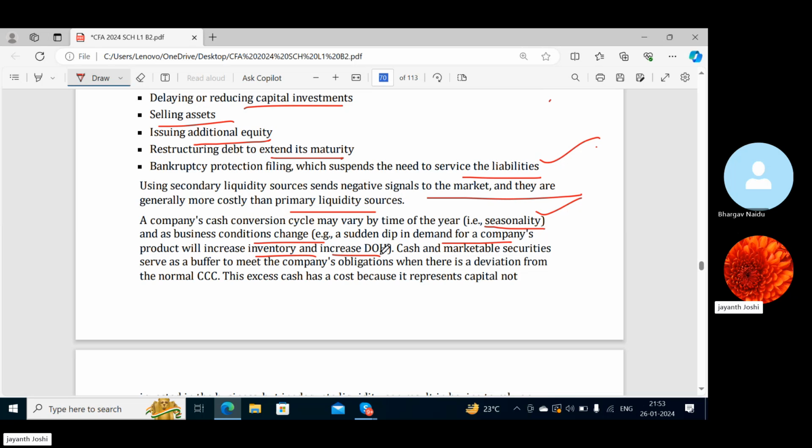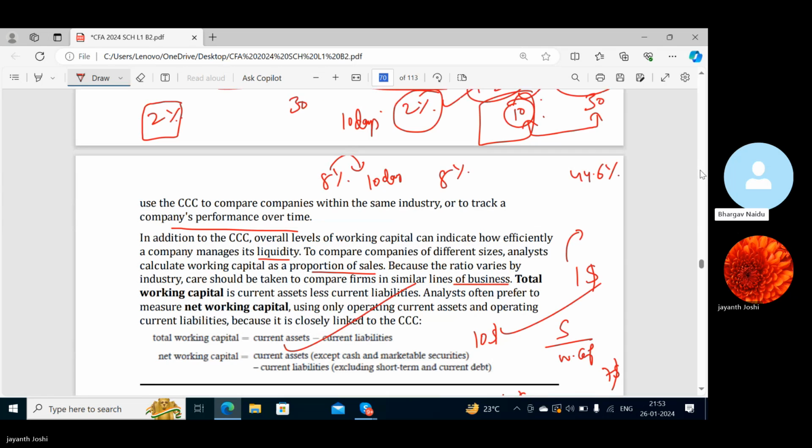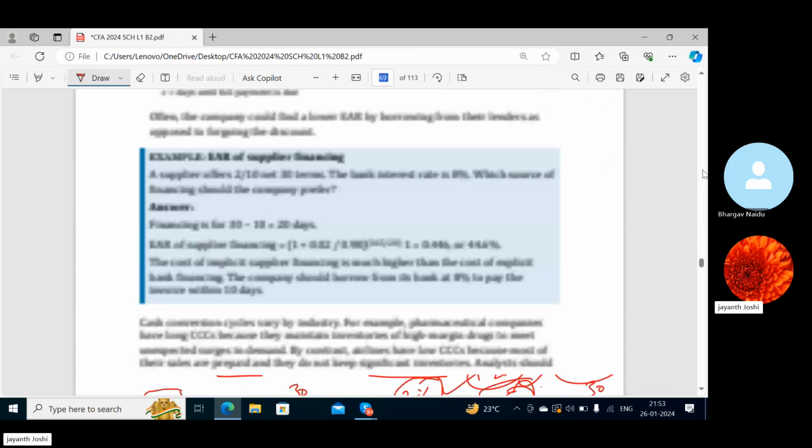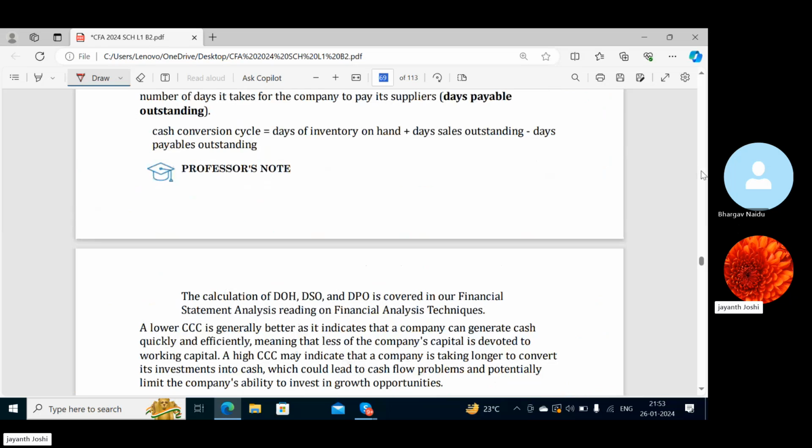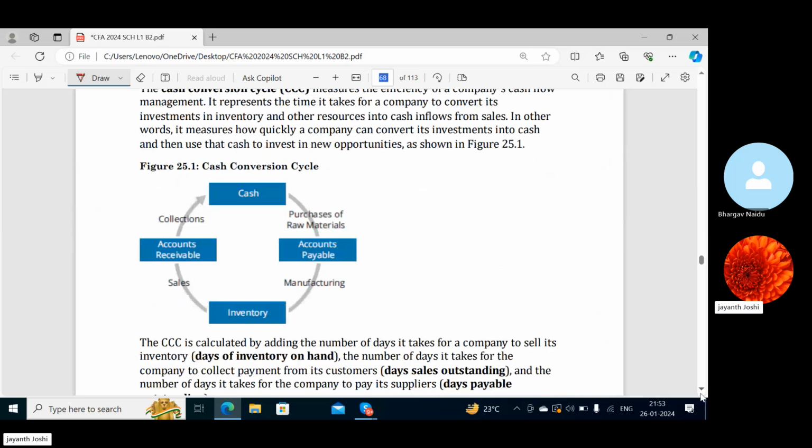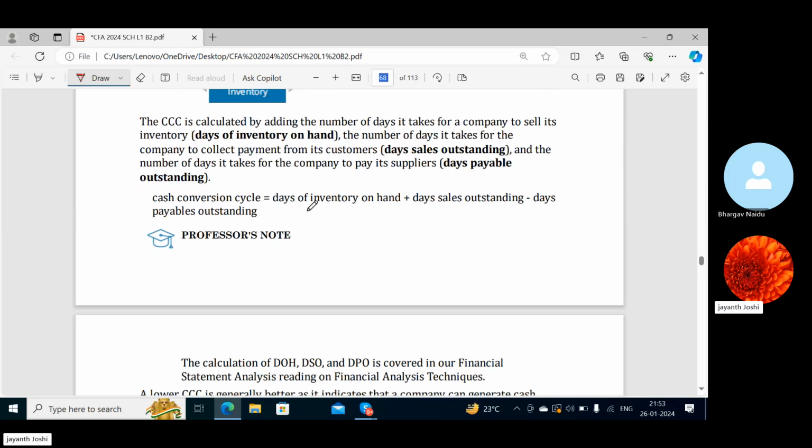And as the business conditions change, for example, a sudden dip in demand for the company's product will increase inventory and increase the DOH. What is this DOH? Days of inventory on hand. So that is the stock conversion period, because they have used different terminology here.